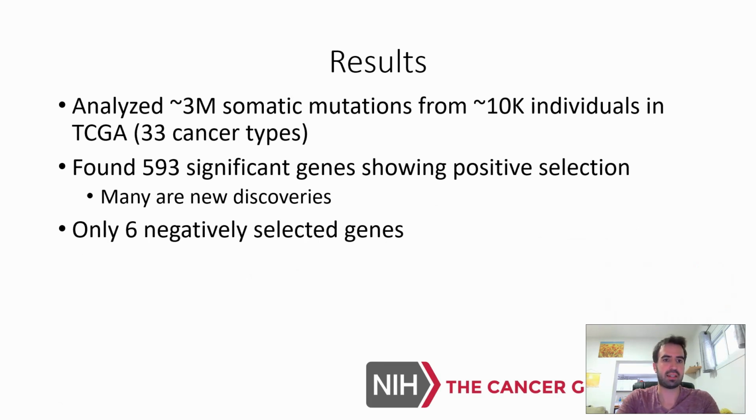So we used Fabric and analyzed about 3 million somatic mutations from approximately 10,000 individuals from the TCGA cohort, covering 33 different cancer types. And we found almost 600 significant genes showing positive selection. And actually, many of them are new discoveries of genes that hadn't before been associated with cancer. And even though the method is completely symmetric, so it can find negative selection just as much as it can find positive selection, it only finds six genes with negative selection when we give it somatic mutations from cancer, which is what we expect from tumors.